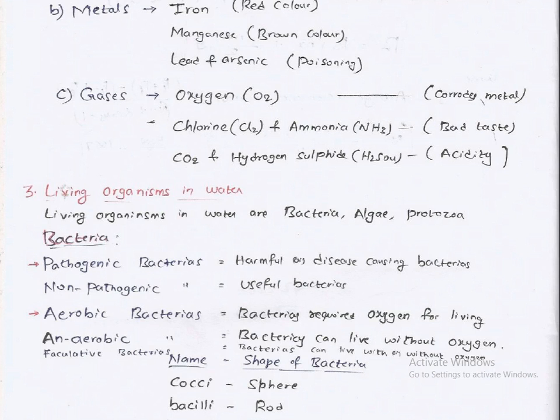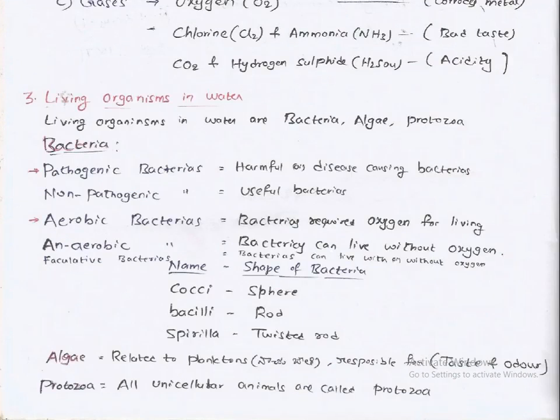Shapes of bacteria: cocci, sphere; bacilli, rod; spirilla, twisted rod. Algae relate to planktons and are responsible for taste and odor. Protozoa: all unicellular animals are called protozoa.